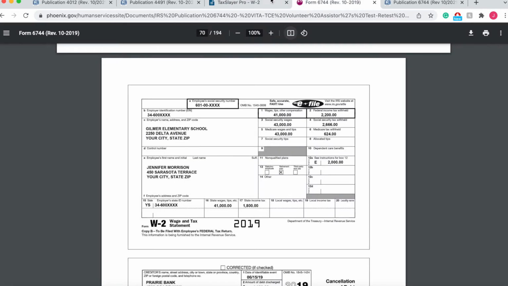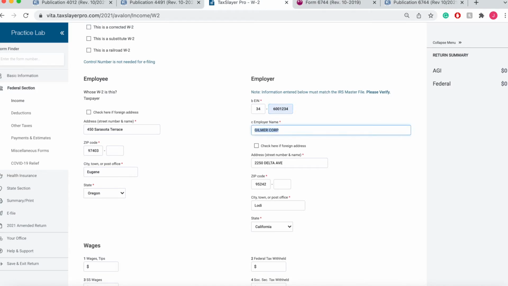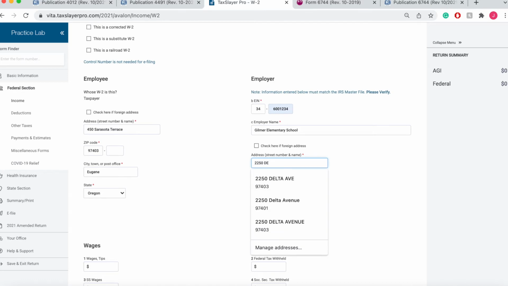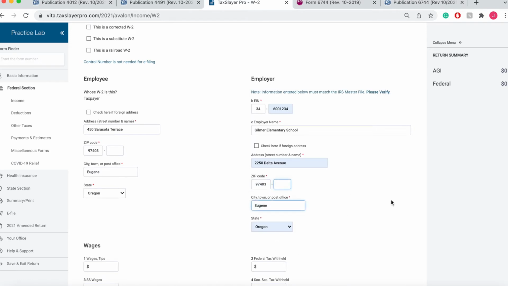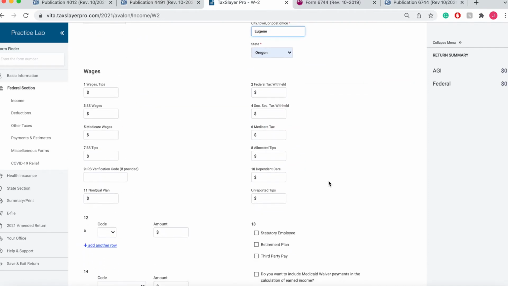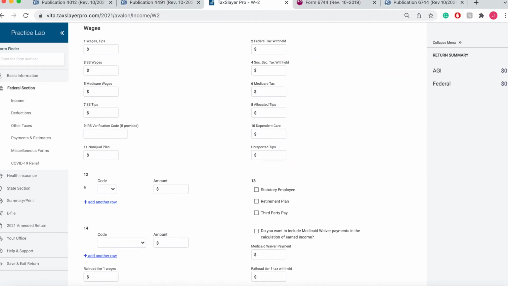And so the employer name, this filled in incorrect stuff here. So this is Gilmer Elementary School. Is it at 2250 Delta Avenue? Now we'll just make this 97403 to be consistent. Okay, and so you see there, I filled in the employer information that we need, and so I'm ready to move on to actually entering the amounts from the form.